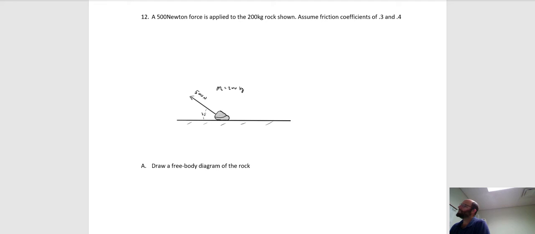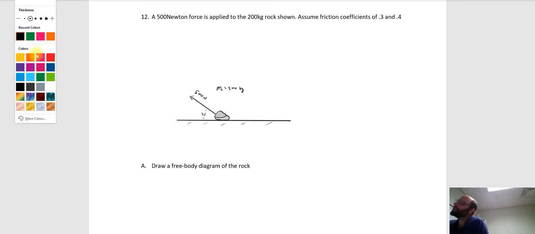So this first one says a 500 Newton force is applied to a 200 kilogram rock as shown. Assume frictional coefficients of 0.3 and 0.4. Draw a free body of the rock. So, you've got this external force here. Let me change my colors here.